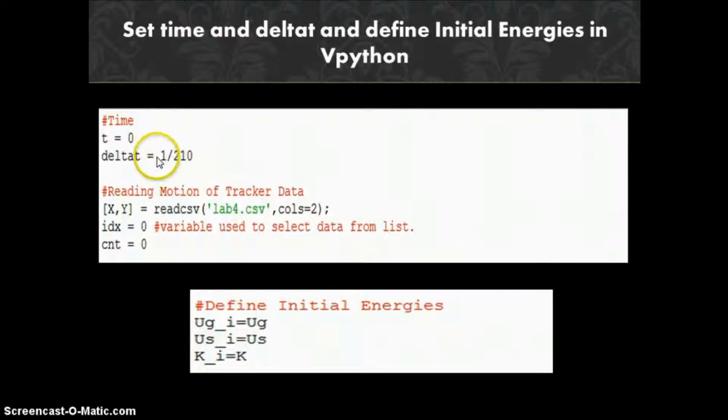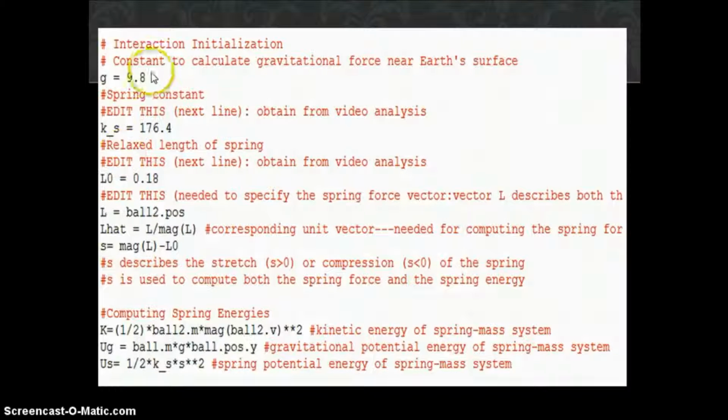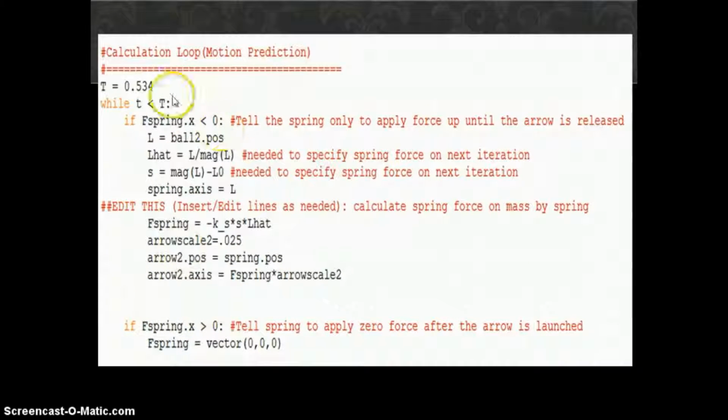In this part of our code I set t and delta t, and here I tell Python to read the Tracker data so we can track the motion of the Tracker data. And here I set my UG initial, my US initial, and my K initial. In this part of the code, we're just defining our interaction initialization, some of the important constants. So we know what G is, we know what the stiffness constant is, we know what the relaxed length of the bow is. Here, ball.L equals ball2.pos, which is the arrow, and we're just going to give it direction and then calculate S as it comes off the bow. And down here, we're just defining the kinetic energy, the gravitational potential energy, and the spring potential energy for the first time. And then we're going to update it later on. So now we're going to our while loop.